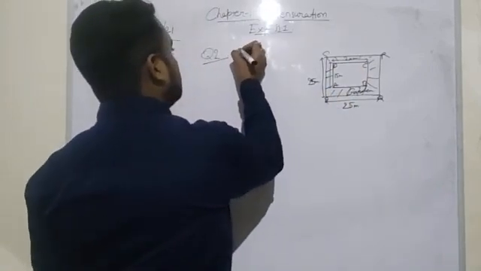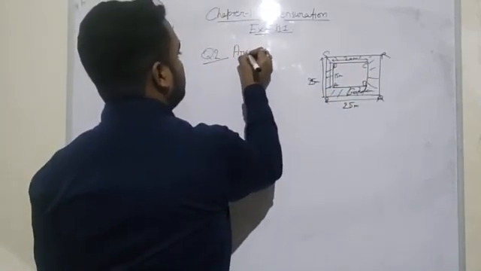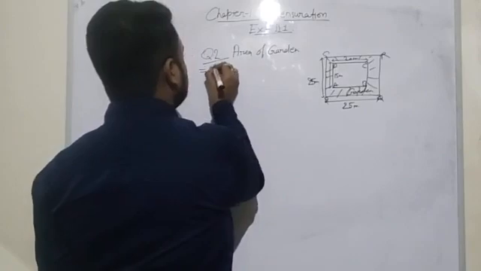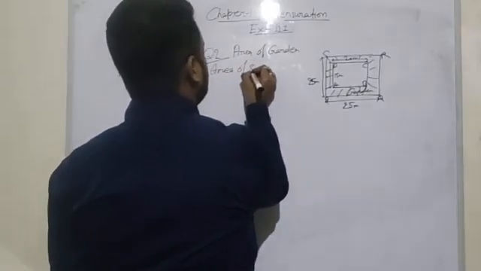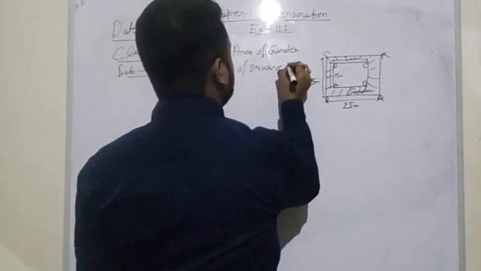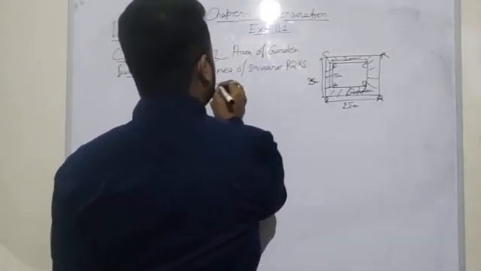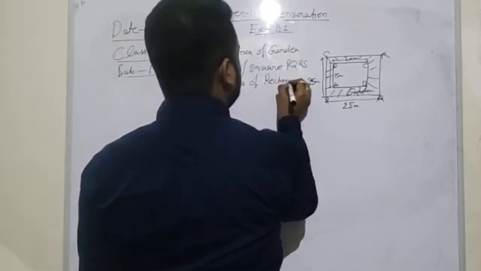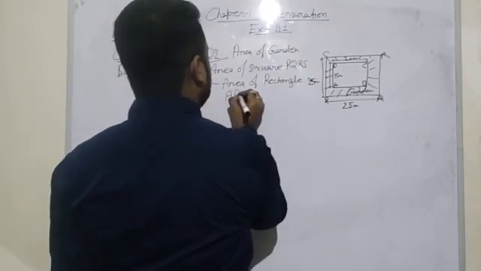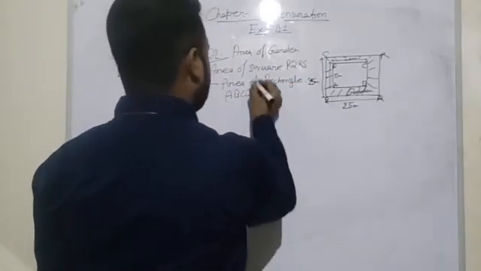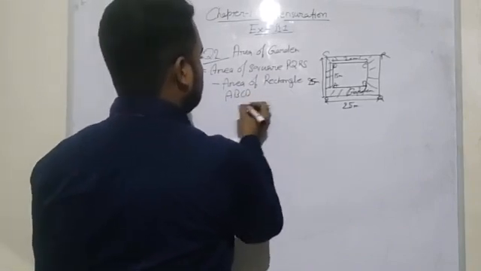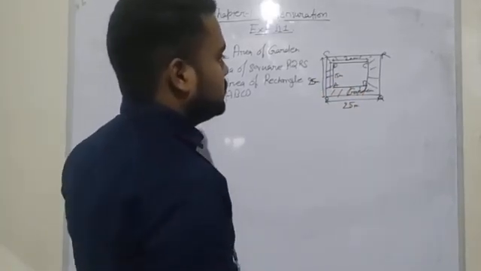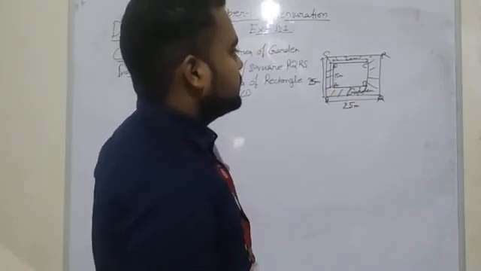Then find the area of garden. Formula for area of garden is equal to area of square PQRS minus area of rectangle ABCD. By this formula you can find it. The length of this rectangle ABCD is 20 meter and breadth is 15 meter.